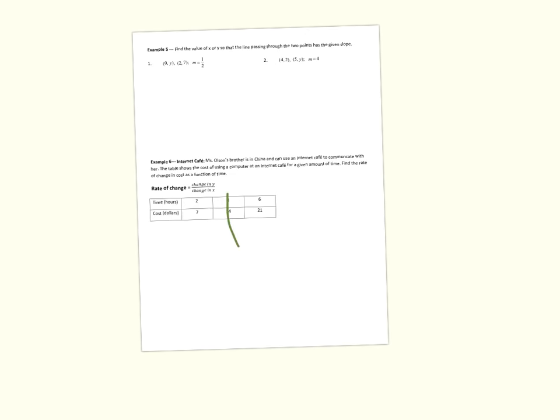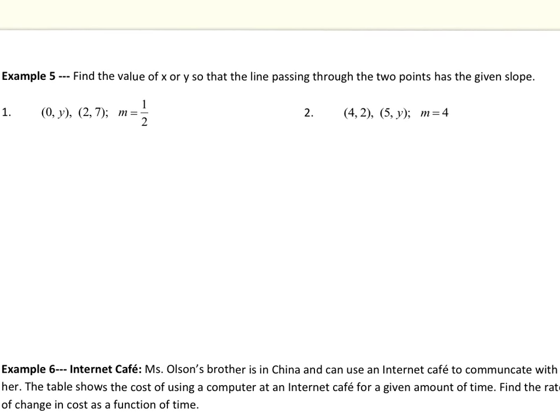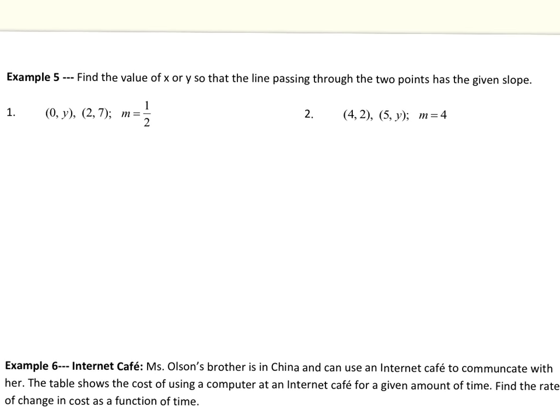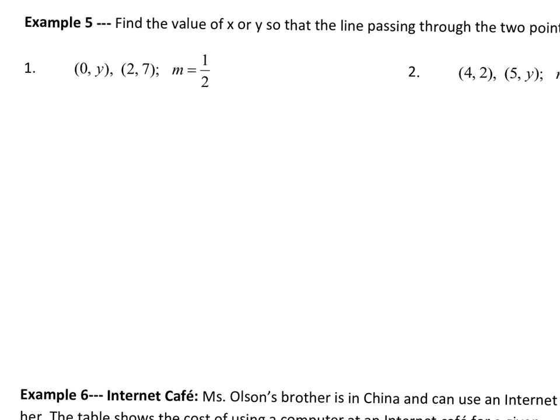If you want to, I guess you don't need to zoom in, but just so you're aware, example 5, the directions say find the value of x or y so that the line passing through the 2 points has the given slope. These are definitely some harder problems, and they tend to take up a little bit of room, so make sure you kind of prepare for that.